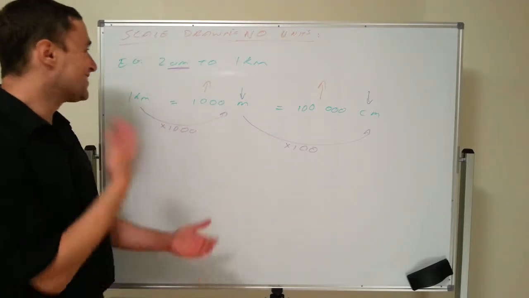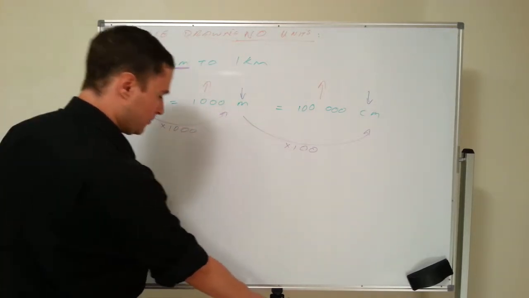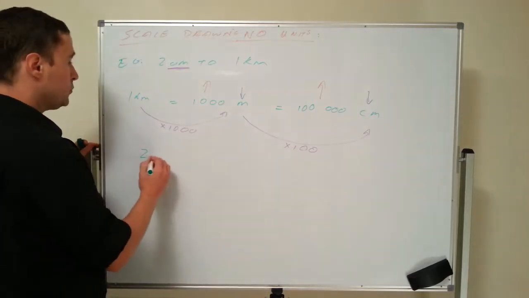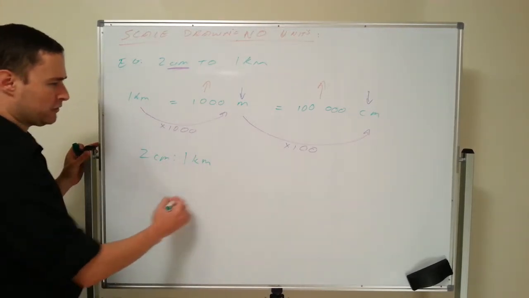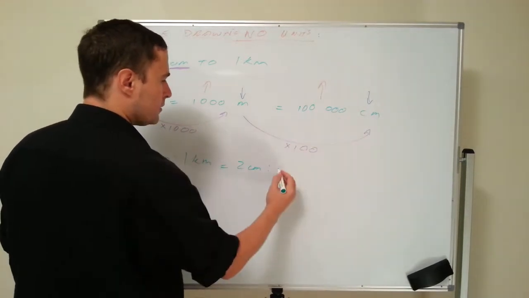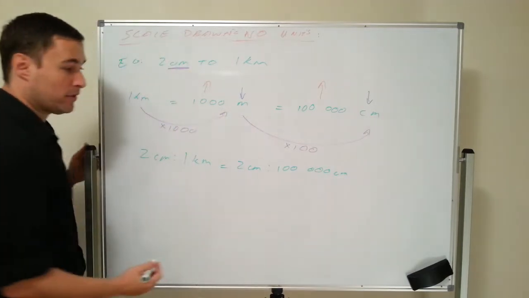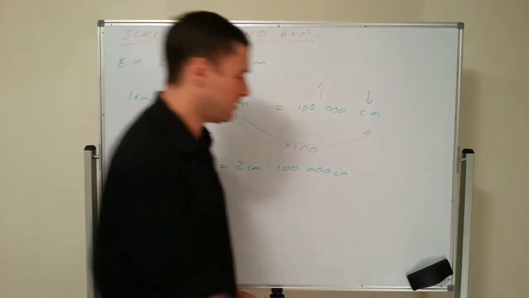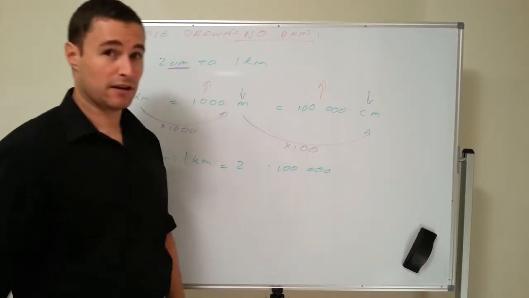So what does this mean? Let's rewrite this in terms of centimeters. If I've got 2 centimeters is to 1 kilometer, well, I don't like different units. So let's use this: 2 centimeters is to 100,000 centimeters. Now they're in the same units. Well, if they're in the same units, why bother to write the units? 2 is to 100,000.